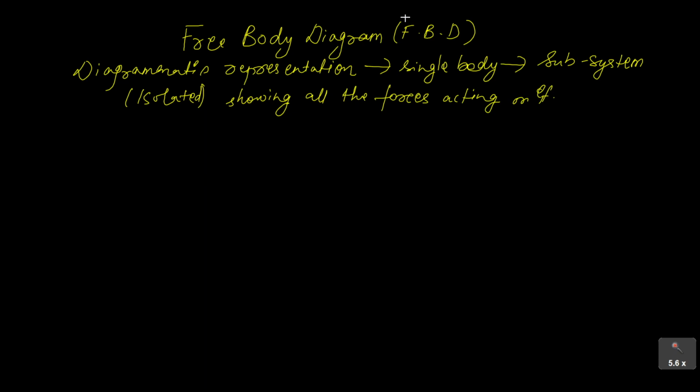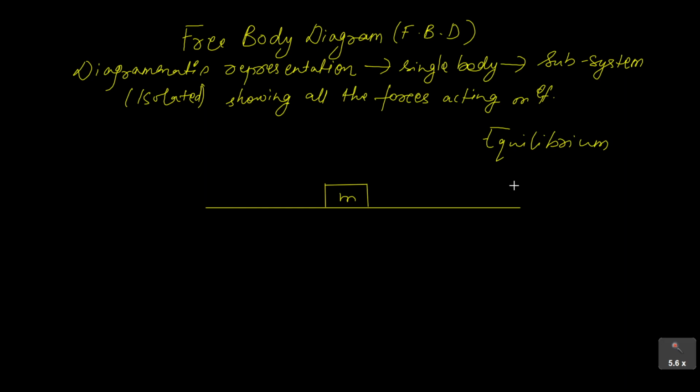Okay, so let's start with an example. Consider we have a horizontal surface in which a mass m is resting in this way. Consider this object to have a mass of m. And this body is not moving, so we can say this body is in the state of equilibrium.